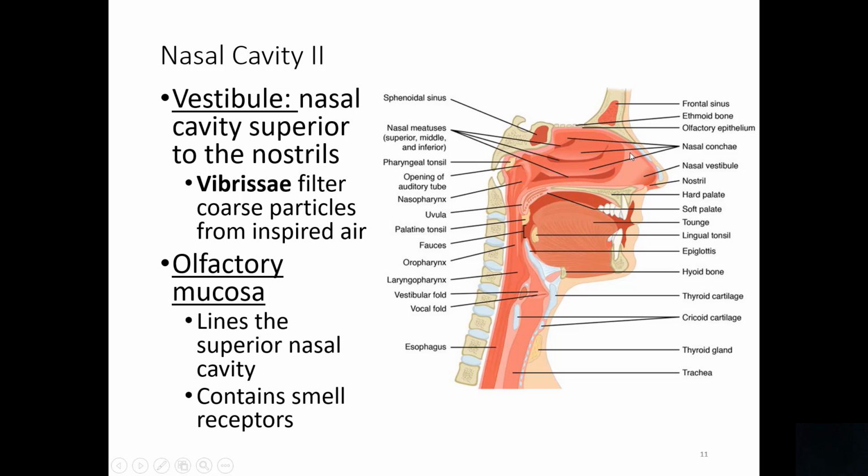Vestibule. The anterior part of the nose is called the vestibule. Inside of it there are hairs, called vibrissae, that filter coarse particles, large dust particles from the air we inhale. Olfactory mucosa or olfactory epithelium is located at the superior part of the nasal cavity, and right there are smell receptors.